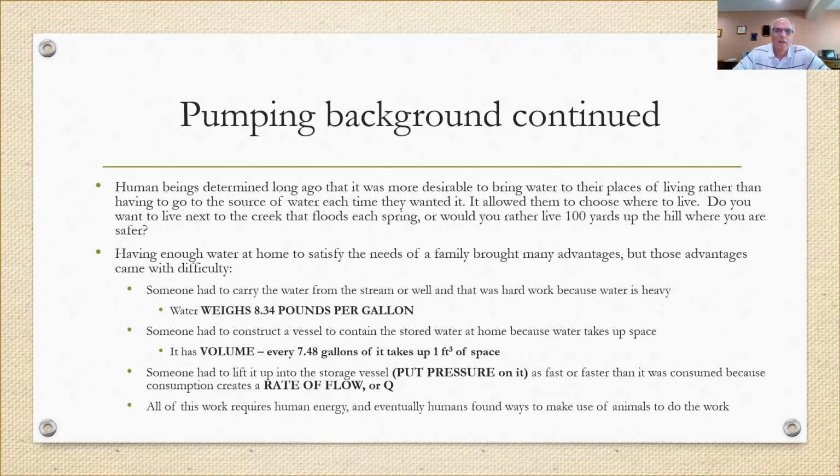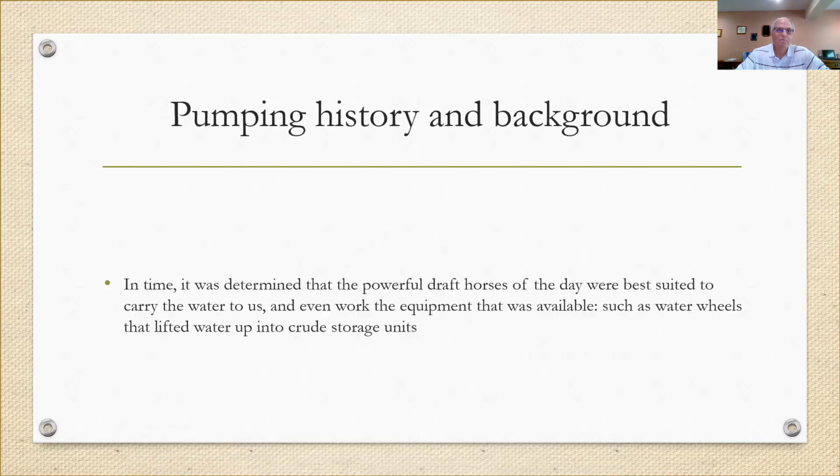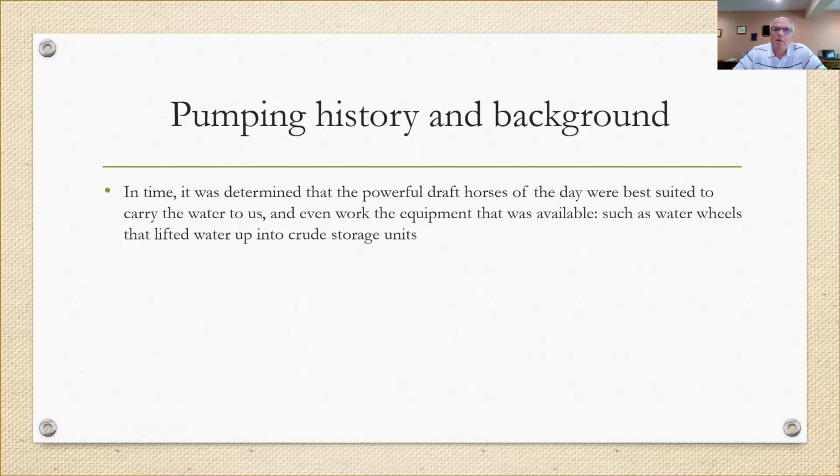So all of that work required human energy, and eventually humans found other ways to do this, including using animals to do that work that humans used to do. Let's figure out how they managed that. It was determined that powerful draft horses of the day were best suited to carry the water to us. We used oxen, we used all kinds of animals. Draft horses seemed to be best.